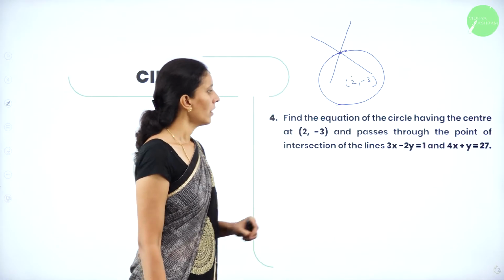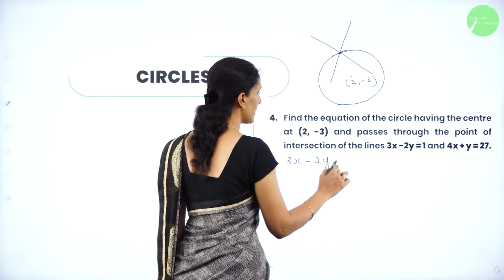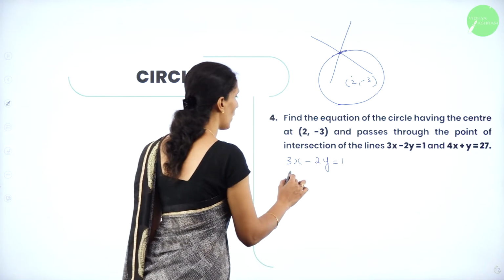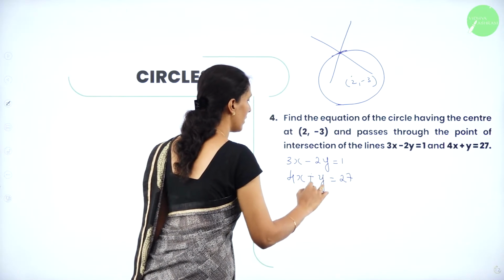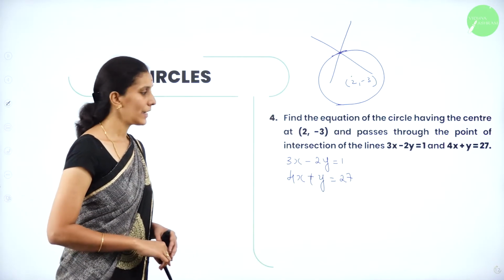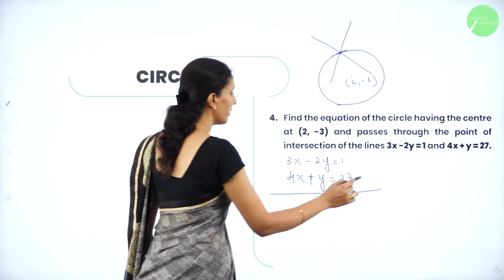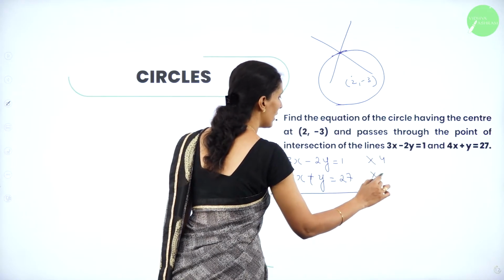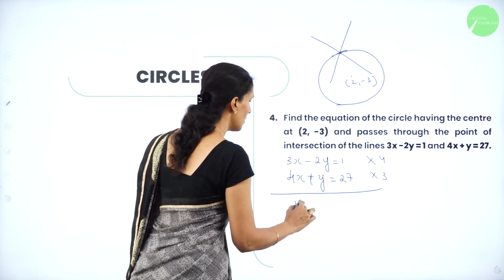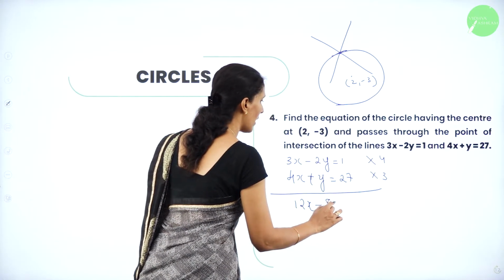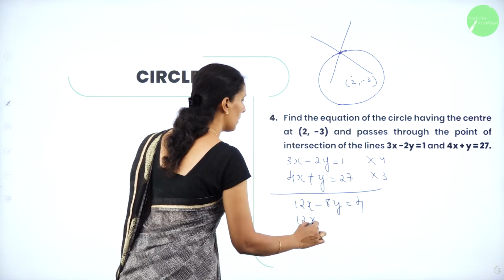So, here we have two equations. The very first equation is 3x minus 2y is equal to 1 and the next one is 4x plus y is equal to 27. So, we have two simultaneous equations. First, let us solve this equation. Now, to make it common, let us multiply by 4 and 3 here so that the x factor becomes common. So, 4 3s are 12x minus 8y is equal to 4. Next, 3 4s are 12x plus 3y.